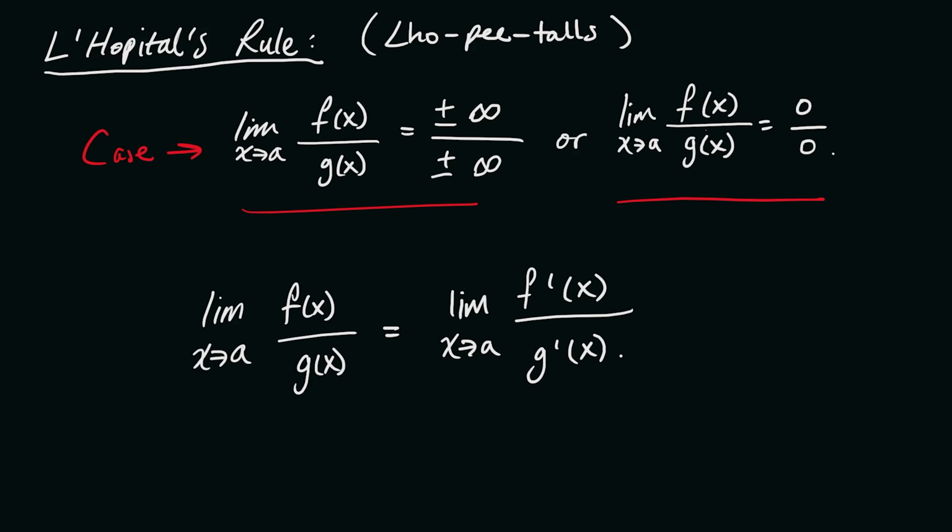Now, this is an alternative method for calculating these indeterminate limits. Previously, we had to deal with factoring and conjugates. That was because we didn't go over derivatives yet. So now, since we went over derivatives, we can talk about what L'Hopital's rule is.